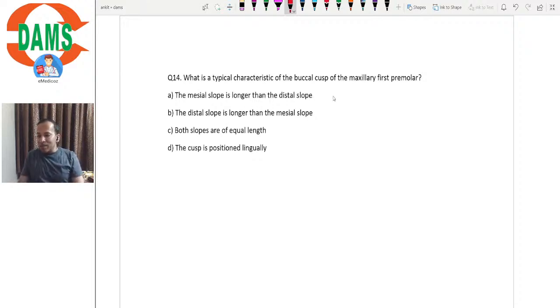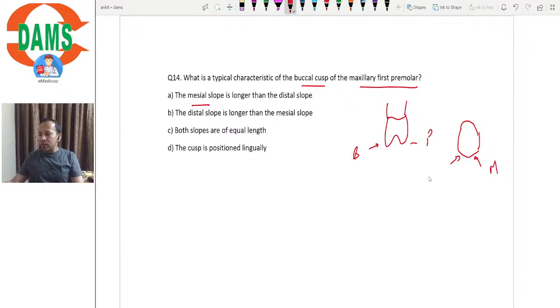So what is the typical characteristic of the buccal cusp of maxillary first premolar? Typical characteristic of what? Of the maxillary first premolar. तो ये first premolar है, ठीक है। इसका let's say कि ये buccal cusp है, ये palatal cusp है, buccal cusp of maxillary first premolar. The mesial slope is longer, अच्छा ठीक है, तो mesial slope is longer. This is, let's say, the mesial slope. This is, let's say, the distal slope, right? So mesial slope is longer than distal slope. The distal slope is longer than the mesial slope.